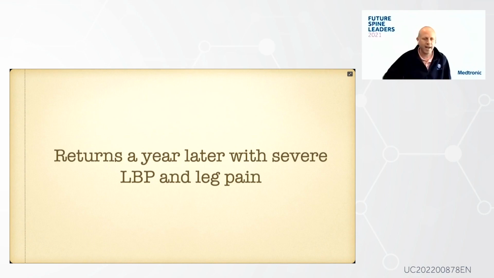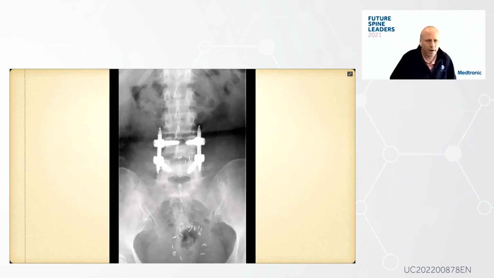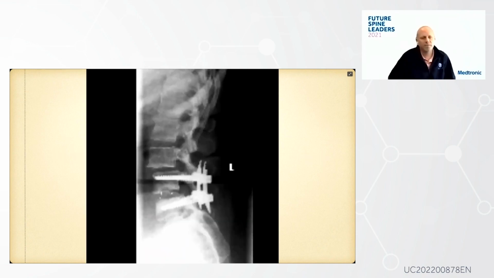So I obtained x-rays of her lumbar spine. Screws and rods are in good position. The cage is in good position. She has a fusion across her disc space, but what she developed, frankly unexpectedly, was adjacent segment disease with now a spondylolisthesis above L4-5.